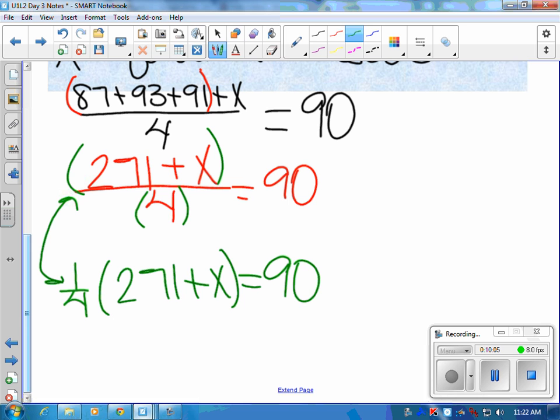Seth? Multiply by 4. We know this fraction bar means to divide. The opposite of division is multiplication, so I can get rid of this division and multiply by 4. Or I can see 1/4 times everything inside these parentheses, so I divide by 1/4, which is the same as multiplying by 4.